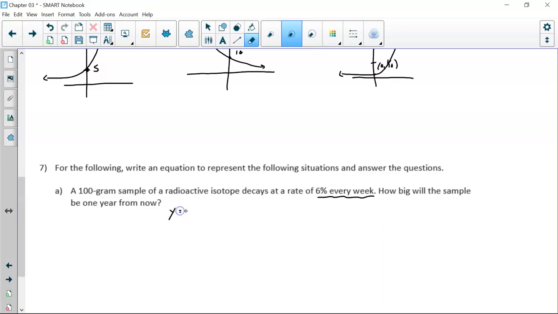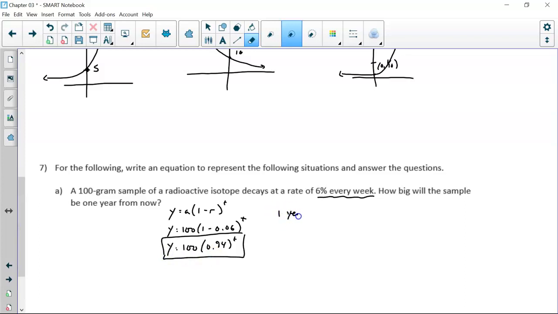So y equals A times 1 minus r, because it's decaying, to the t. So y equals our initial, 100, times 1 minus 0.06 to the t. So y equals 100 times 0.94 to the t. That's our model. Now, how big will it be in 1 year?